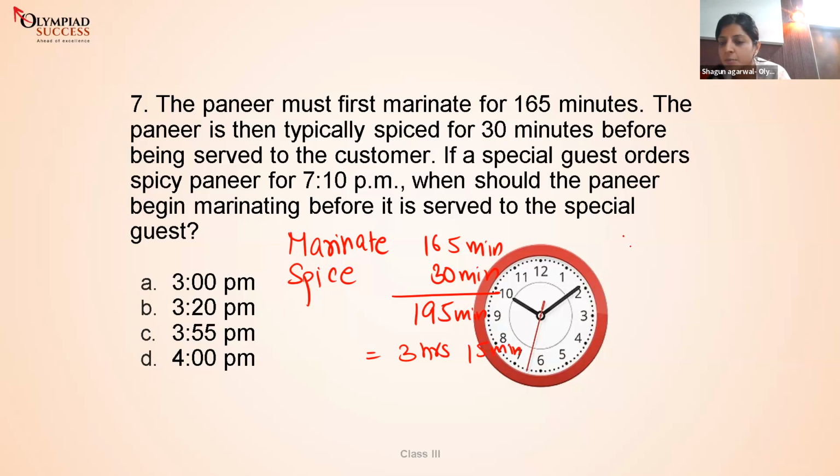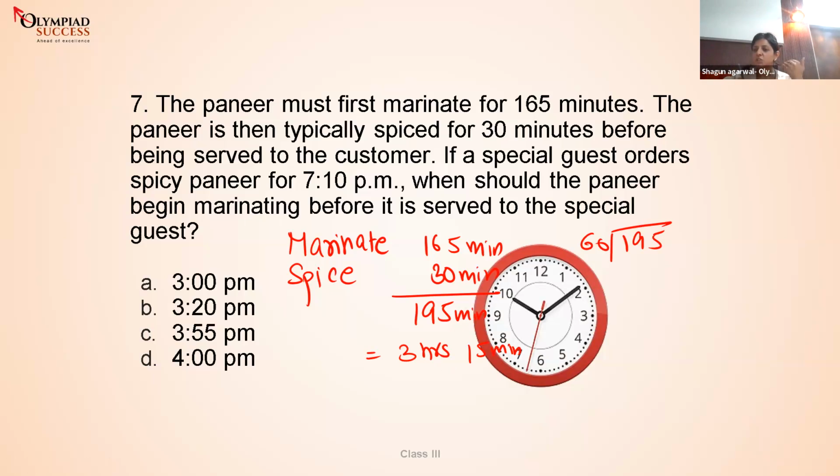How do I get that? By dividing 195 by 60. Correct? That will give me 3 hours, 15 minutes. So the entire process is going to take 3 hours, 15 minutes. And I know that I have to serve the customer at 7:10 because they're saying the special guest has ordered it for 7:10. For 7:10 means he wants his order at 7:10.